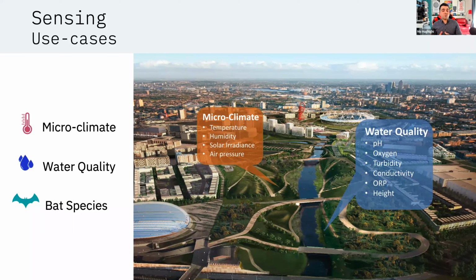And at the same time, we had water quality sensors connected to some of them around the river, because the ecologists in the park were interested in the pH level, oxygen level, and the ORP of the water going through the park. They wanted to know exactly what's happening, especially because there were fish and other creatures in the water as well. And then bat species, the bats that were traveling around or living in the park. That was quite interesting, because the ecologists told us bats are very good indicators of the biodiversity of an environment.